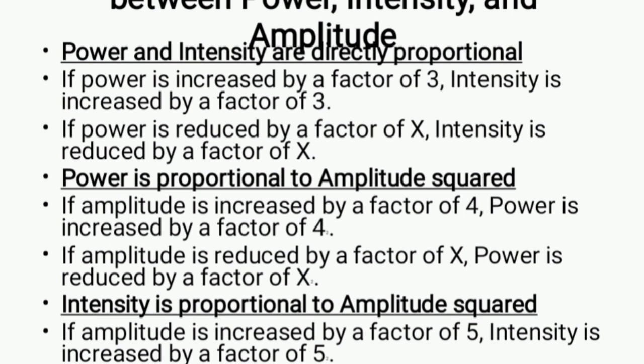Intensity is proportional to amplitude squared. If amplitude is increased by a factor of 5, intensity is increased by a factor of 5 squared. If amplitude is reduced by a factor of x, intensity is reduced by a factor of x squared. And I'll put it there for you to see and know it.